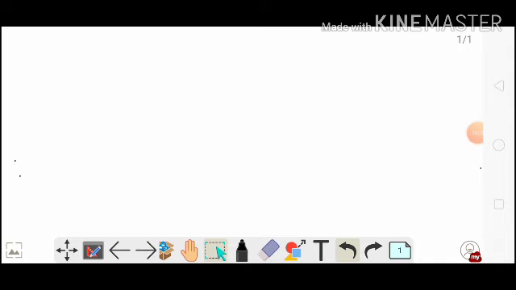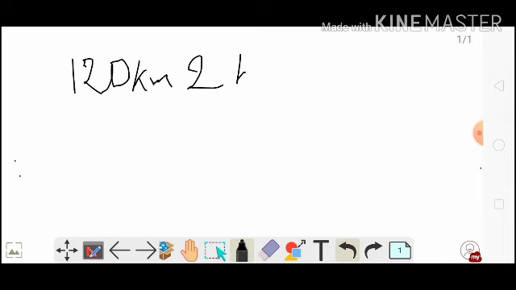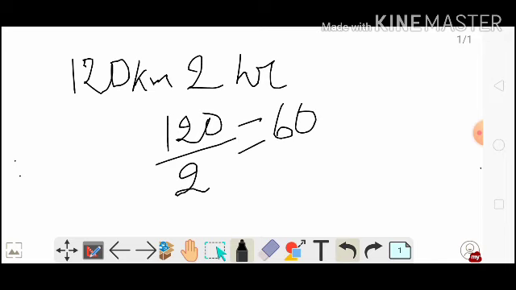You don't have any numericals on speed in the evaluation section, but you have two solved numericals. The first one is: calculate the speed of a car which travels 120 km in 2 hours. As you know the formula, speed is equal to distance by time, just divide the distance by time, that is 120 divided by 2, which makes it 60 km per hour. That is, the speed of the car is 60 km per hour.